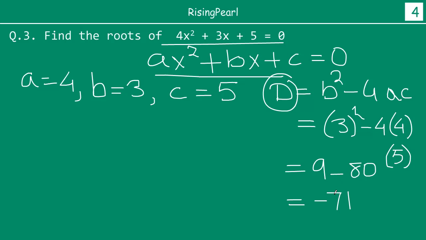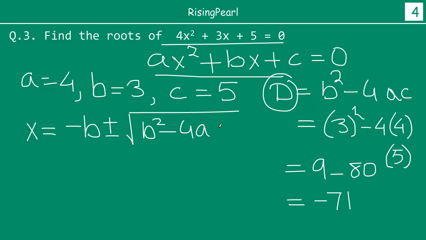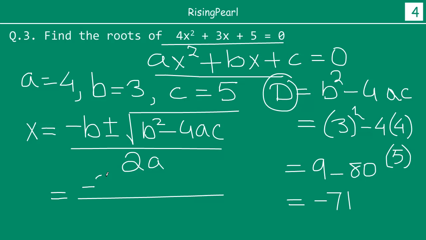So if the discriminant is minus 71, that means we know the two roots, if you were to write the roots. So what will happen is, it will be minus b plus minus square root of b squared minus 4ac, the entire thing divided by 2a. Or in other words, it will be minus 3, which is b, plus minus square root of minus 71. And this is where the problem is. This is minus 71 divided by 2 times a, which is 8.